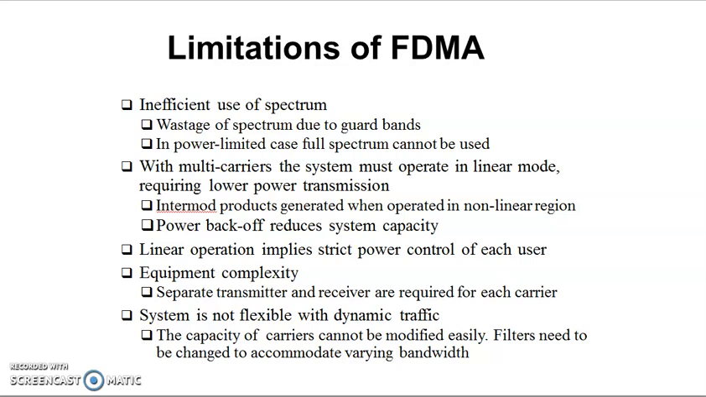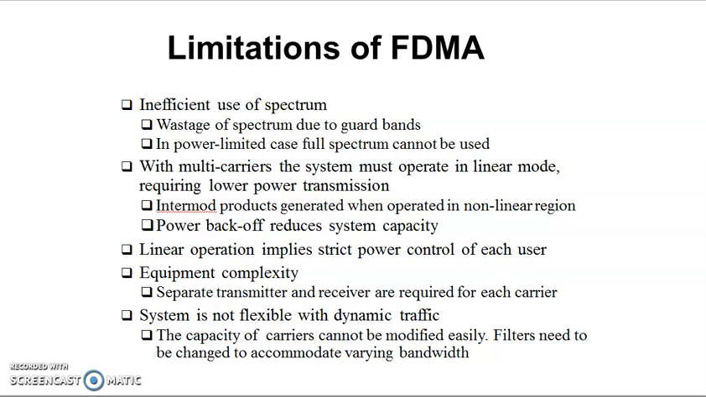If we have multiple carriers, then our system has to operate in a linear mode, so it requires low power transmission. Intermodulation products are generated when operated in a non-linear region, and the power back-off reduces system capacity, because the input power is reduced when operating in the output back-off power. That's why the system capacity reduces there.